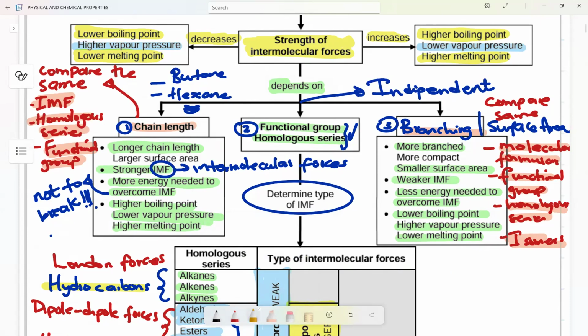When I compare functional group, I know they should be of different functional group again. The other one should be maybe alkane, and maybe haloalkane. If I'm comparing these two, I should keep the chain length the same. If I keep the chain length the same, it means I keep the molecular mass, the size, the same, or comparable.